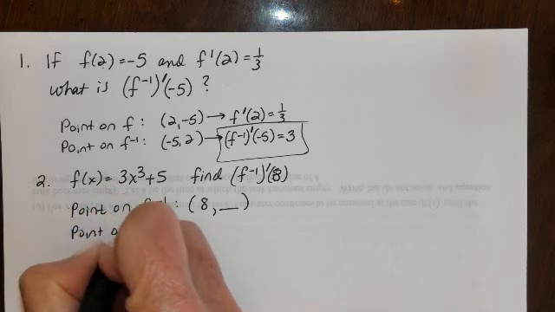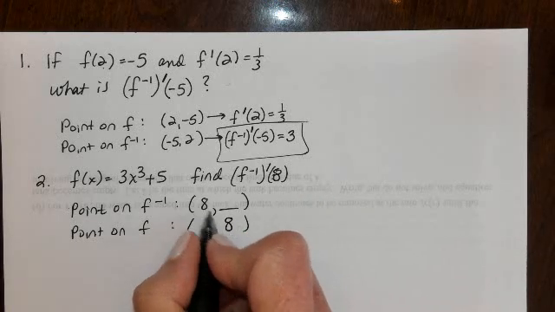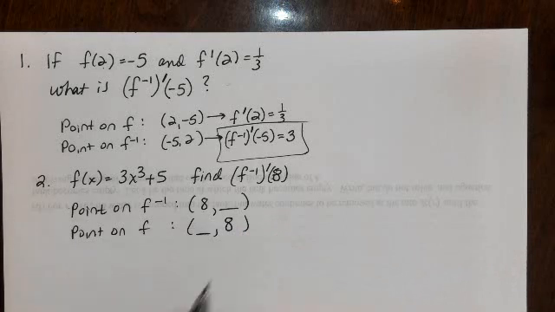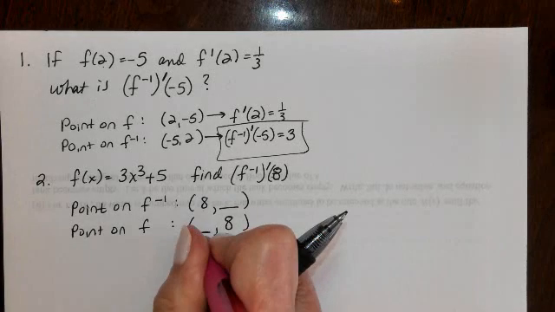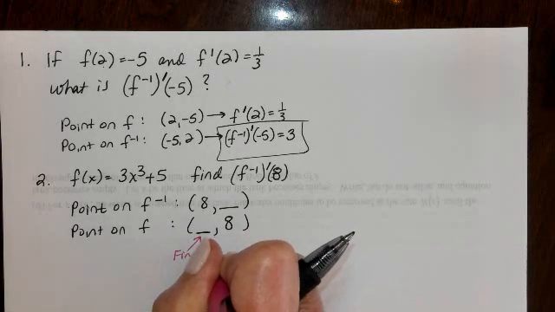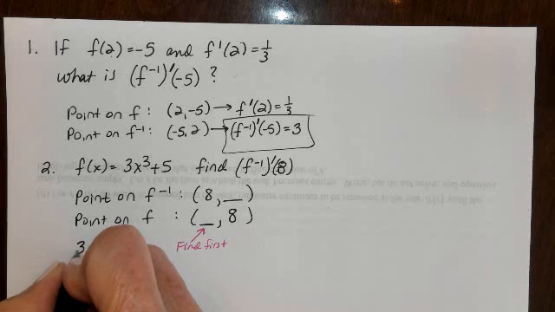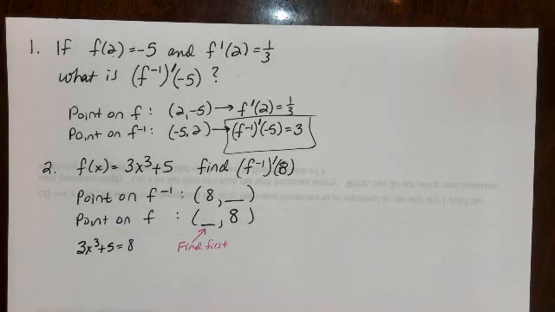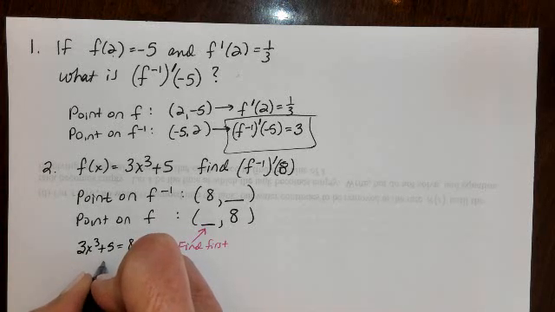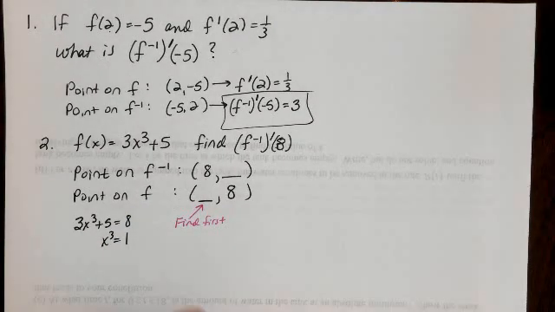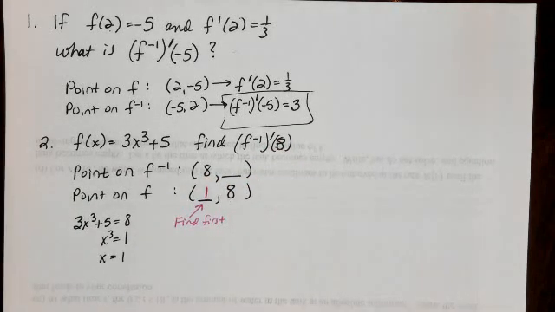So the corresponding point on f must have a y coordinate of 8. I don't know what the x coordinate is. But if I find that x coordinate, I'm going to be in really good shape. So that's what I'm going to focus on. How do I find that? Well, I know that the y coordinate is 8, and I have a function. So all I have to do is set that function equal to 8 and solve it for x, and I'll have that x value. So subtract 5 from both sides, divide by 3. I'll get x cubed as 1, so x has to be 1. So I have found that the x coordinate has to be 1.